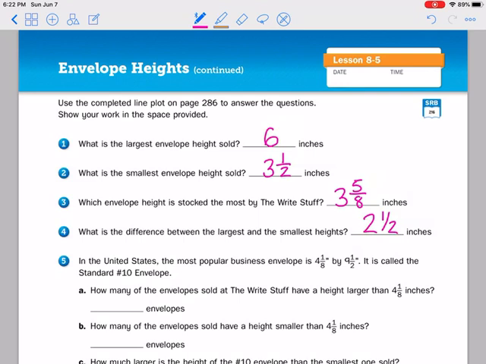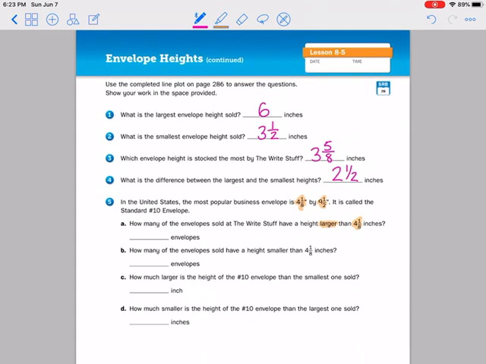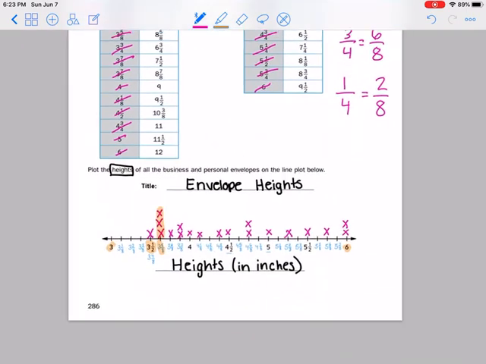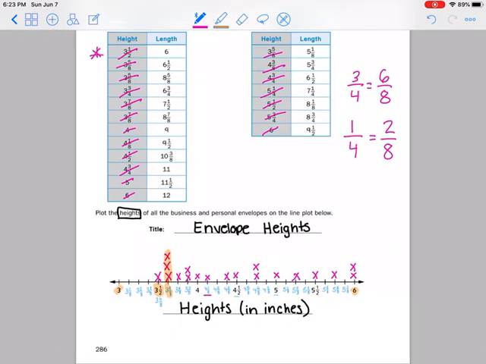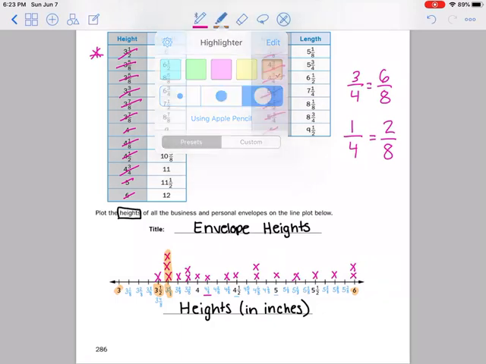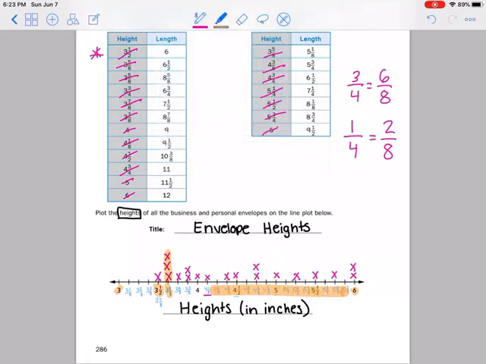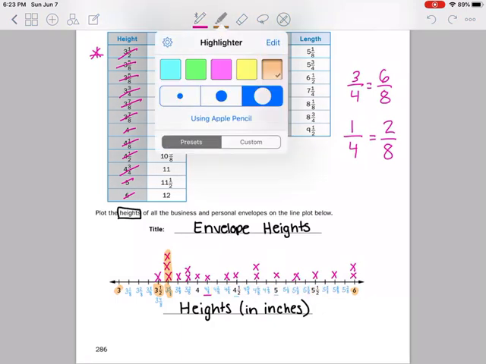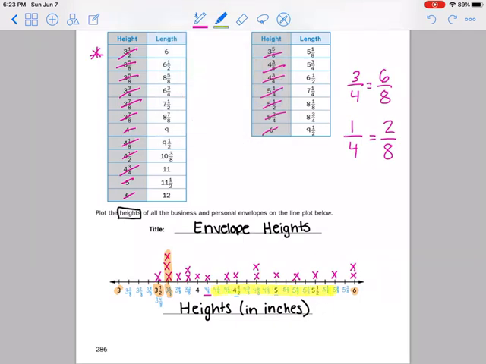Okay, in the United States, the most popular business envelope is 4 1/8 by 9 1/2. It is called the Standard 10 envelope. How many of the envelopes sold at Right Stuff have a height larger than 4 1/8 inches? So we would go back. We would find 4 1/8, which was right here. So that means everything here is larger.